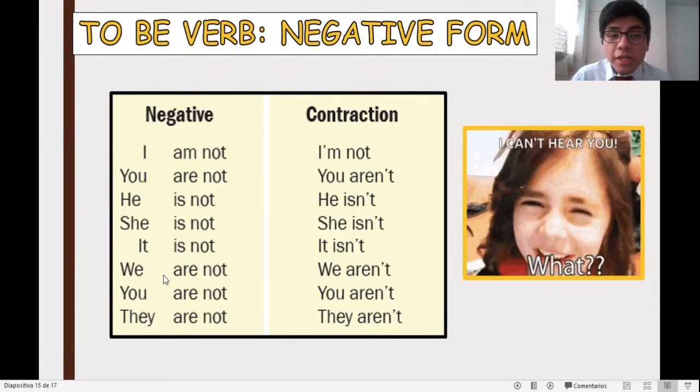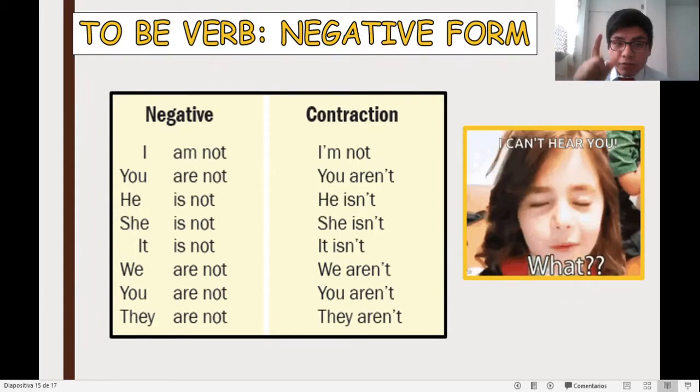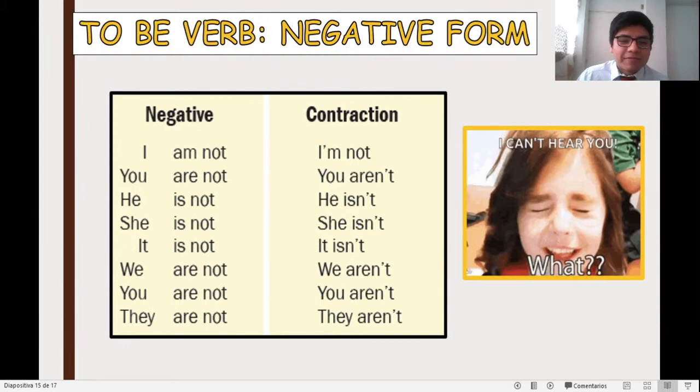Great. Then you have you aren't. Then they aren't, which is the last one. They aren't. Exactly. Now you know the correct pronunciation of the verb to be in negative form. You know it now. Okay.